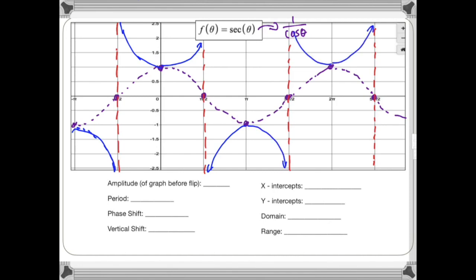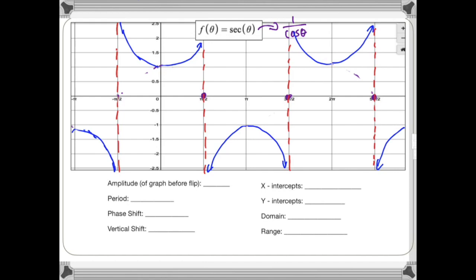And yeah, that's the way secant's going to look. So let me go ahead and get rid of the old cosine graph so we can get a better look at it. Okay, so there we go. And we're going to start filling in the bottom here so we can get to the example.